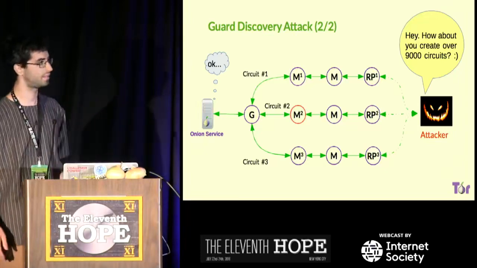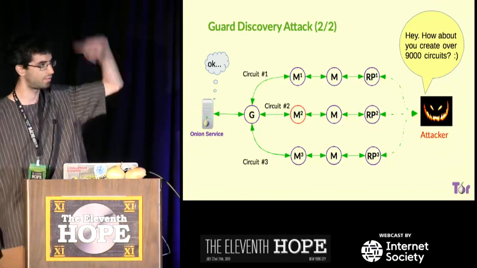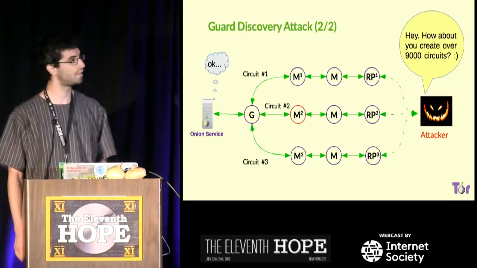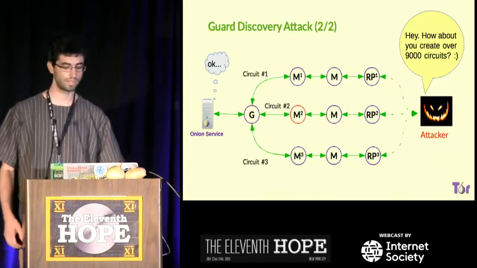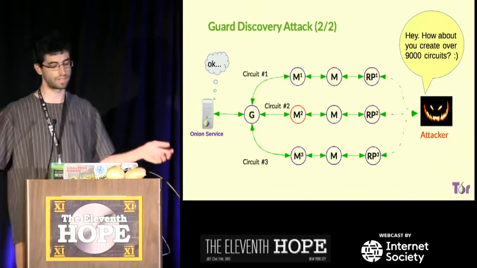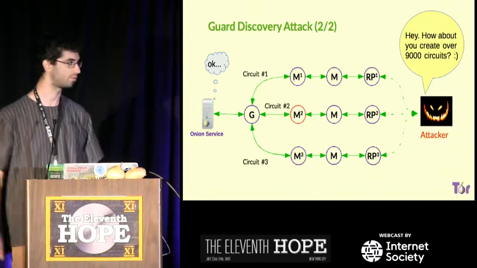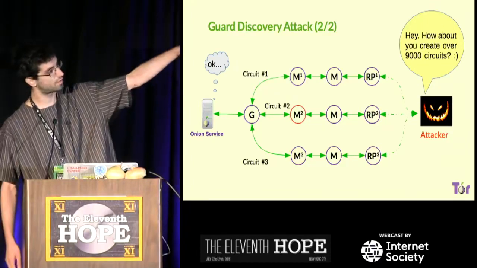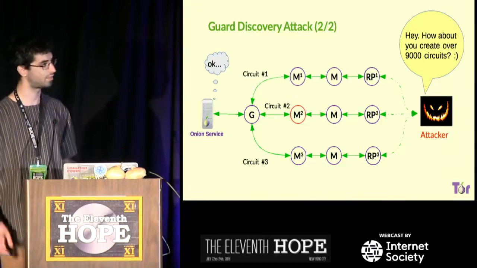And every time it creates a circuit, it uses the same guard node, but it changes the middle node. The middle node is a different random relay every time. And since the attacker has middle nodes on the network, if it asks for enough circuits, eventually the onion service will pick one of the attacker-controlled middle nodes. So, for example, the second circuit on that diagram has M2, which is red, and it's attacker-controlled.